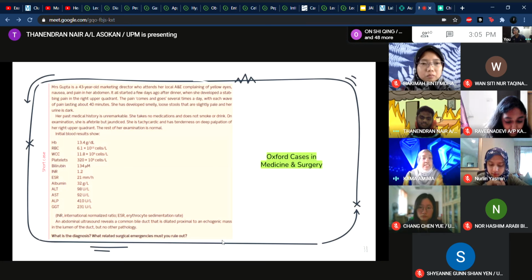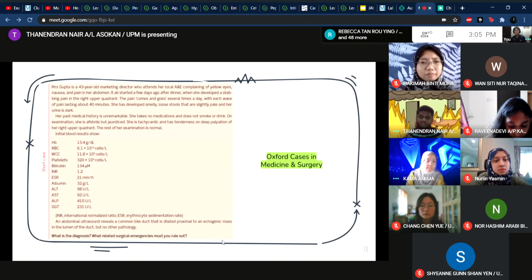Her past medical history is unremarkable. She takes no medication and does not smoke or drink. On examination, she is febrile and jaundiced, and she is tachycardic and has tenderness on deep palpation of her right upper quadrant. The rest of her examination is normal. I'll come back to this case throughout this presentation. Next slide, please.